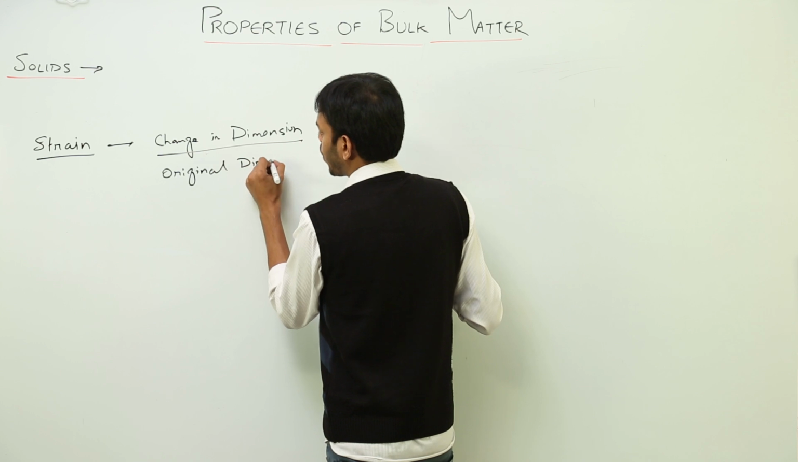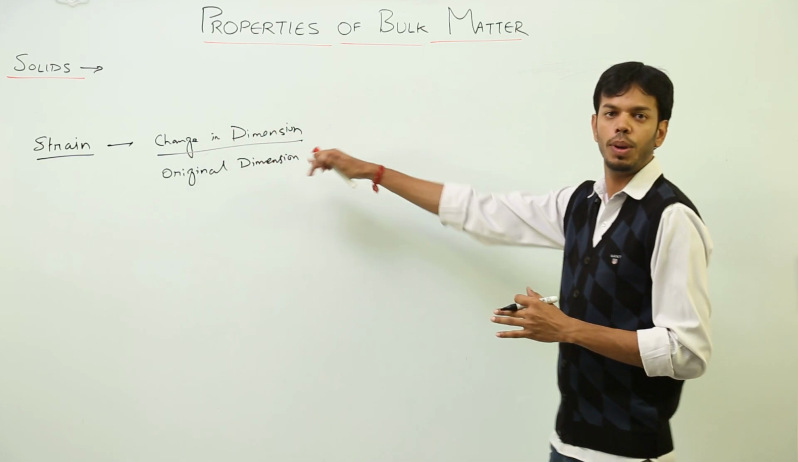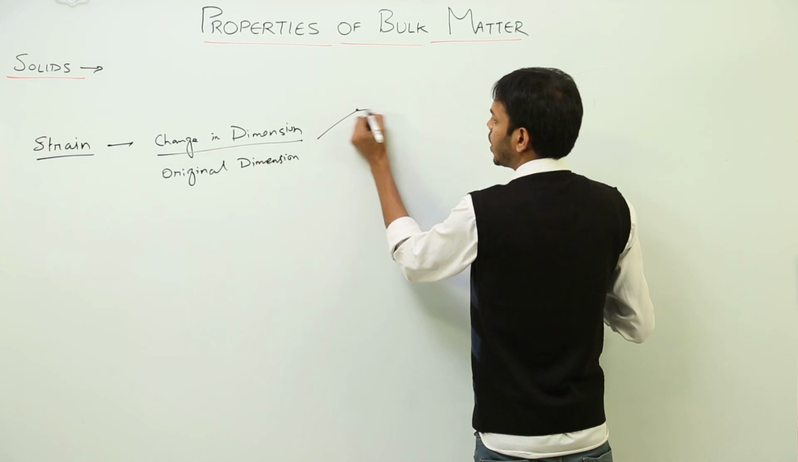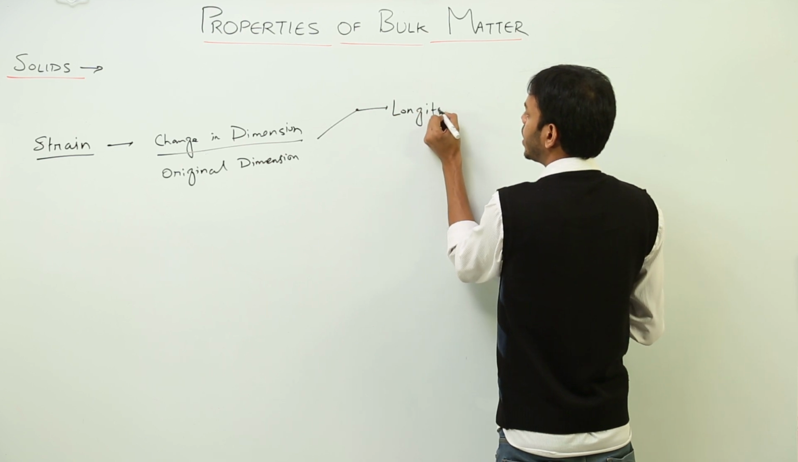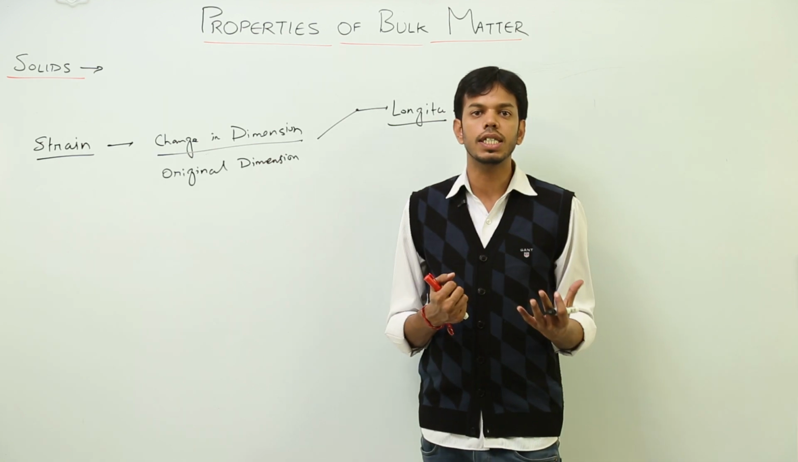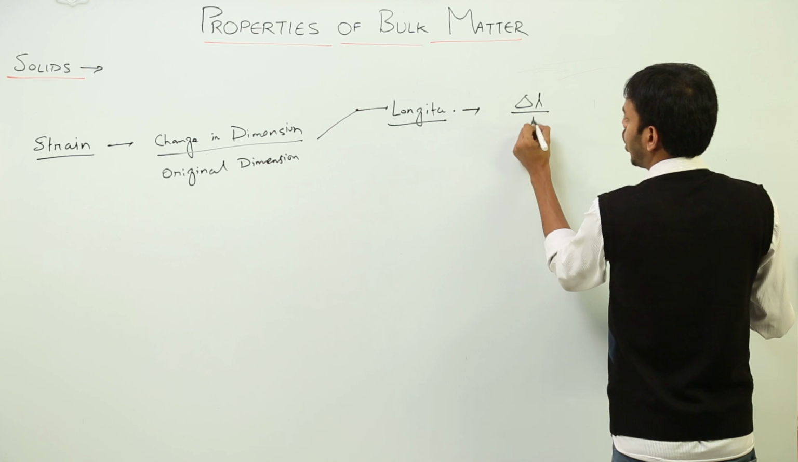So what do you think? What type of strains can I write depending on this basic formula, change in dimension upon original dimension? Let's say the first one is longitudinal. Okay, so in longitudinal strain, as the name suggests, it is the change in length upon original length.